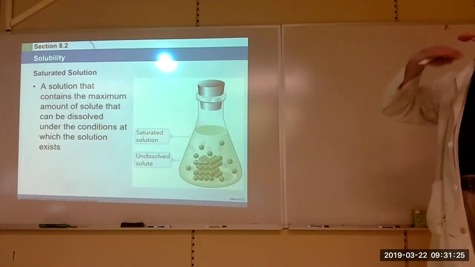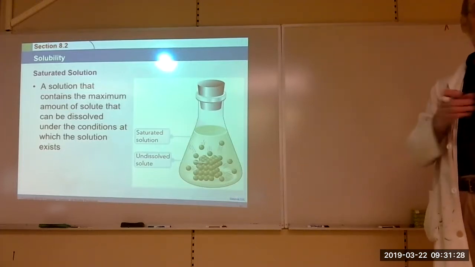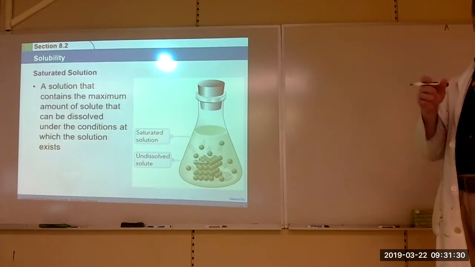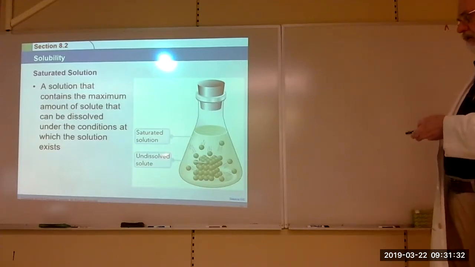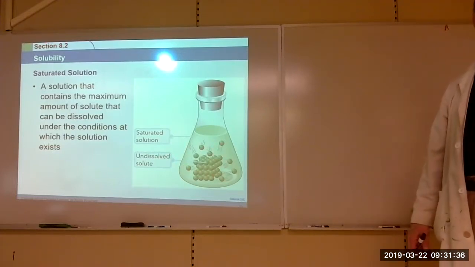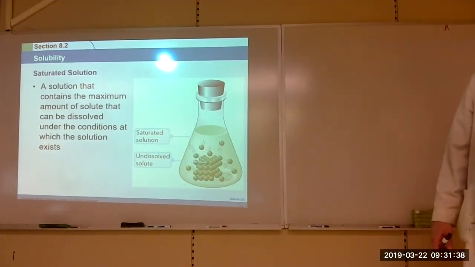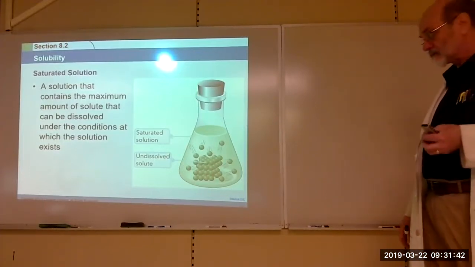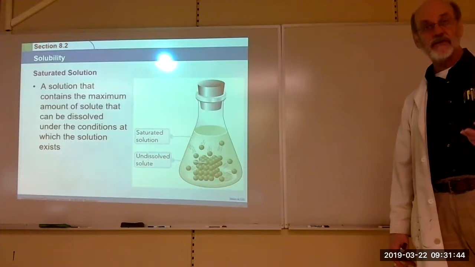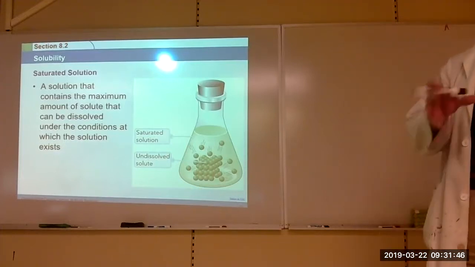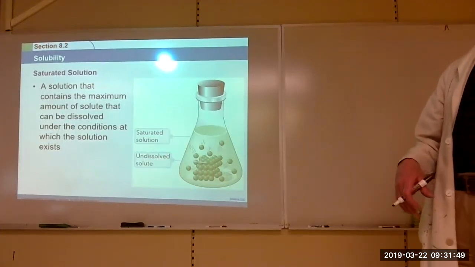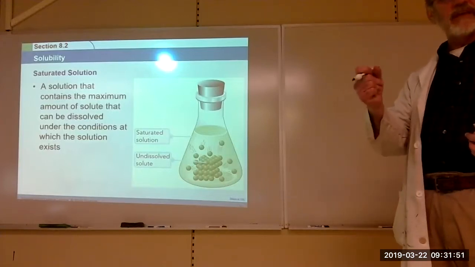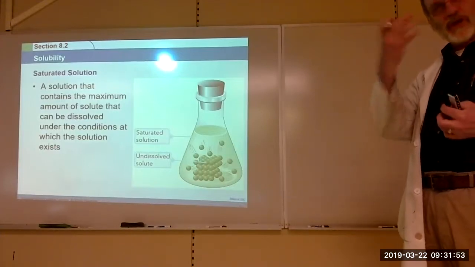If it's less than that point, we say it's unsaturated. If it's more than that point, which can happen, sometimes you can get more solute dissolved in there than you expect. We say that's supersaturated. Supersaturated solutions are very unstable. So if you have a supersaturated solution, usually all you have to do is disturb it, and the excess will immediately come out of solution.